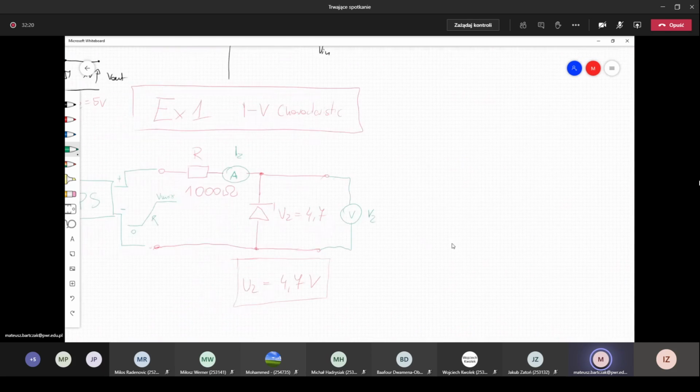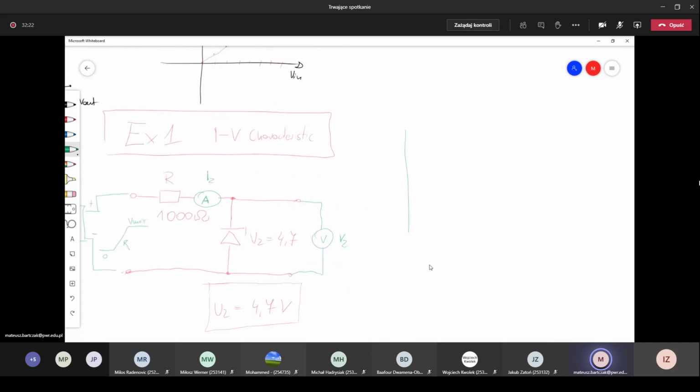And then you need to just plot all of this data, and you will see something like that. So here we have the voltage, here we have the current. Okay, so is it so far clear to you, what is your first task?